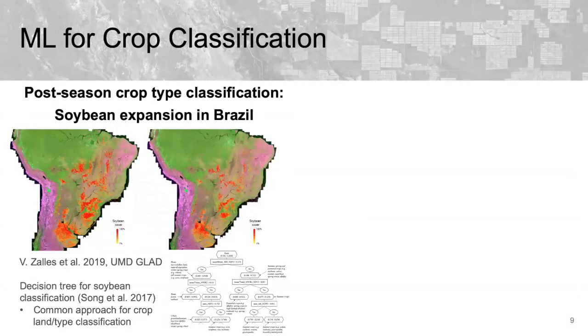So one example is from Matt Hansen's lab, the UMD GLAD lab, which Steve mentioned earlier, where they're doing, in this particular example, soybean classification in Brazil. And the method that they use for this is a decision tree, and they have defined dozens of parameters that are useful for separating different types of crops. And really this tree is the workhorse for almost all of their projects. And different features might have different importance depending on the problem.